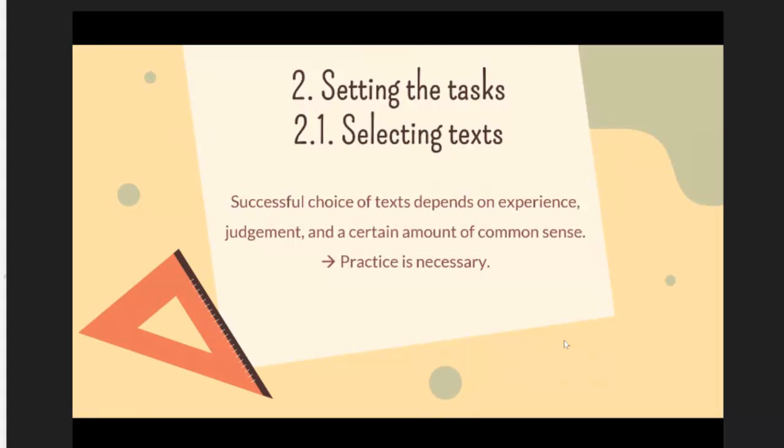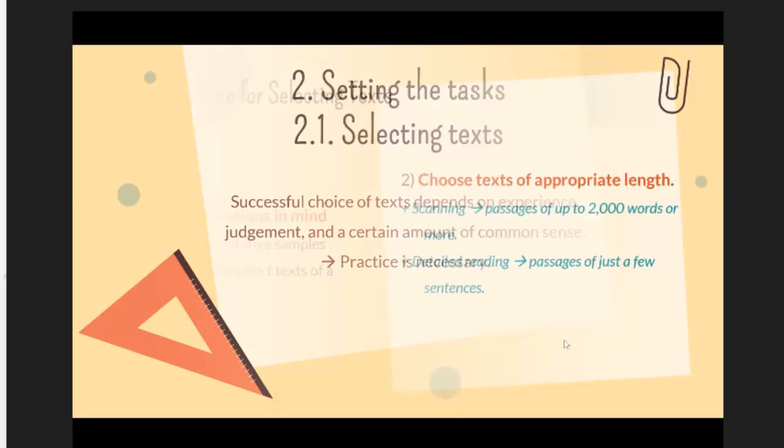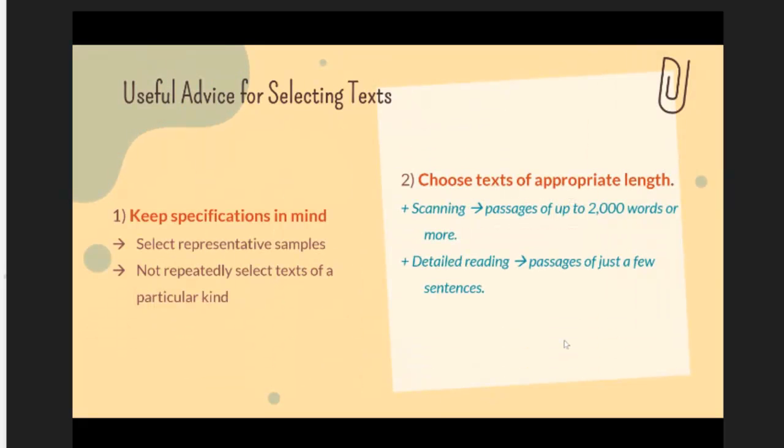So first, upon selecting text, it is said that a successful choice of text depends on experience, judgment, and a certain amount of common sense. So practice is necessary. However, there is some useful advice for selecting text. The first one, we need to keep specifications in mind. Try to select representative samples. Try not to repeatedly select text of a particular kind.